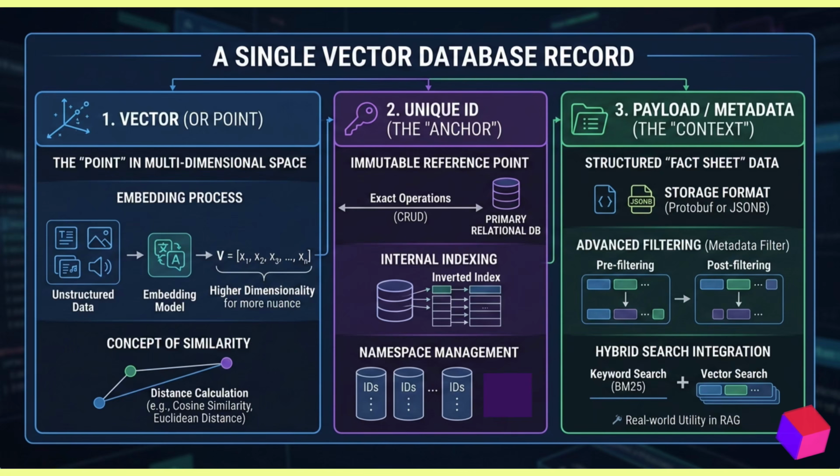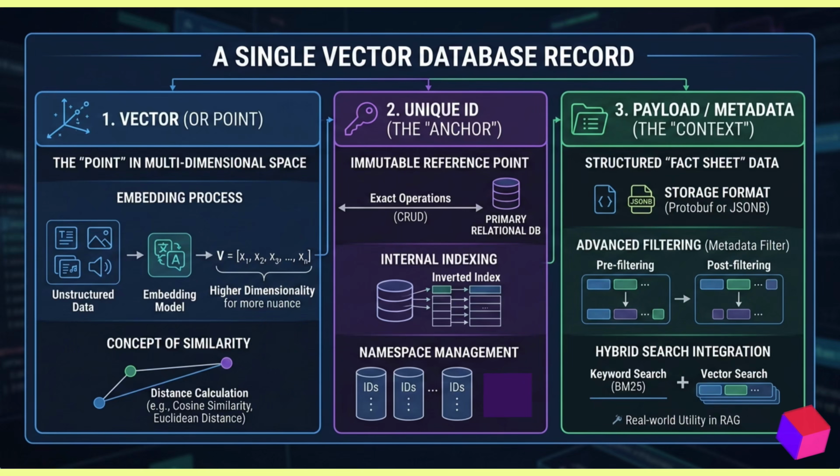In a vector database, searching isn't looking for exact word matches. It's calculating the distance between points, like cosine similarity or Euclidean distance. High dimensionality allows for more nuance and detail in the data representation, but requires more memory and compute power to search. Then we have the unique ID. The unique ID is the immutable reference point for the record. While the vector is used for fuzzy searching, the ID is used for exact operations.